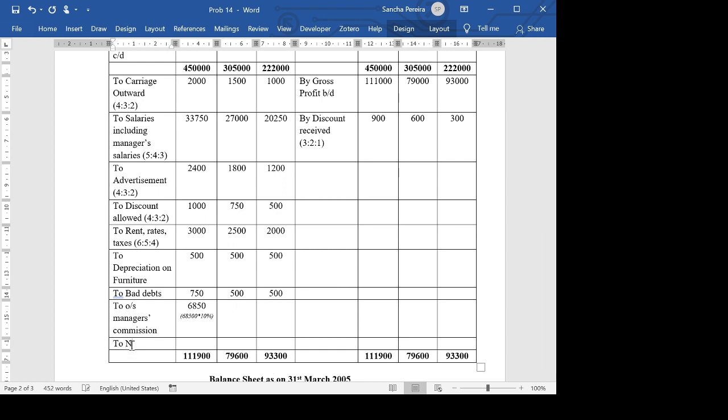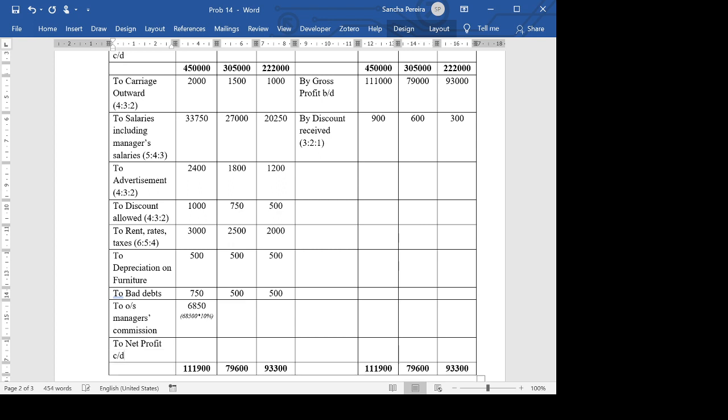How do we do that? To net profit carried down. I already know the net profit was 68,500. From this 68,500, I'm also going to minus this manager's commission. So 68,500 minus 6,850, I will get 61,650.